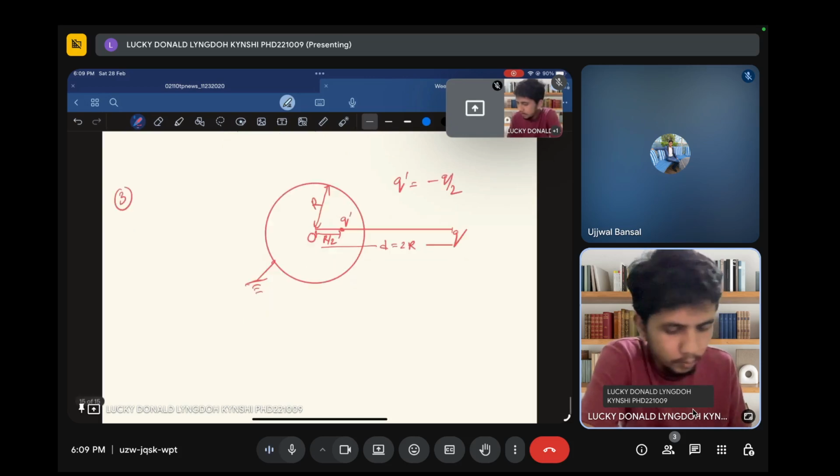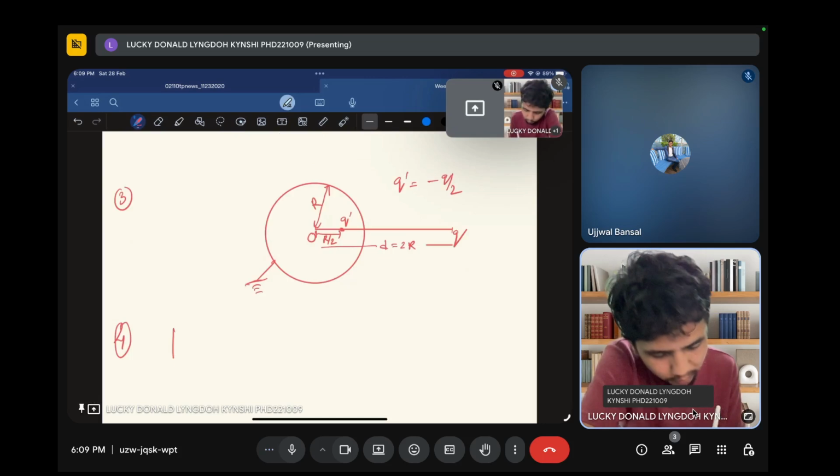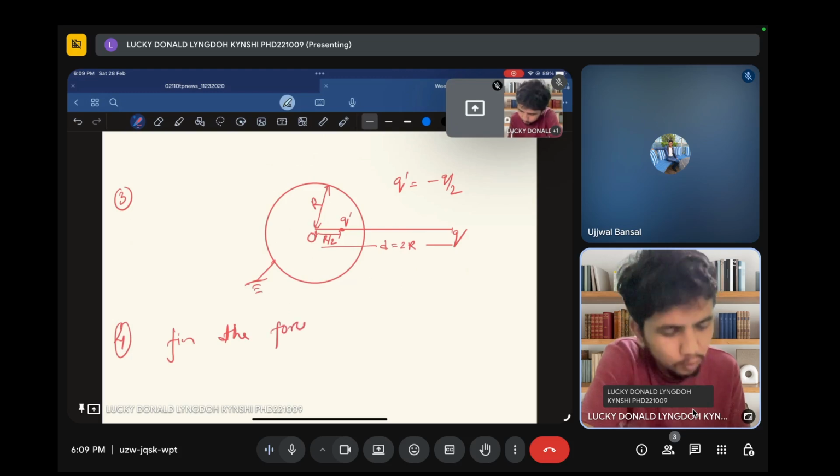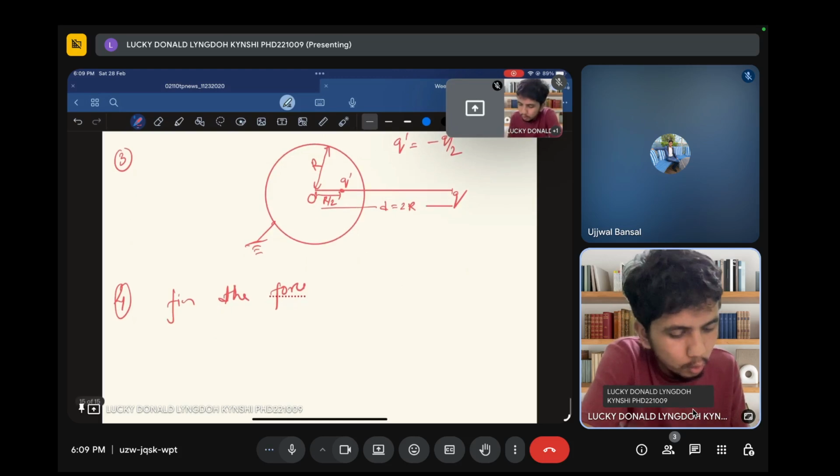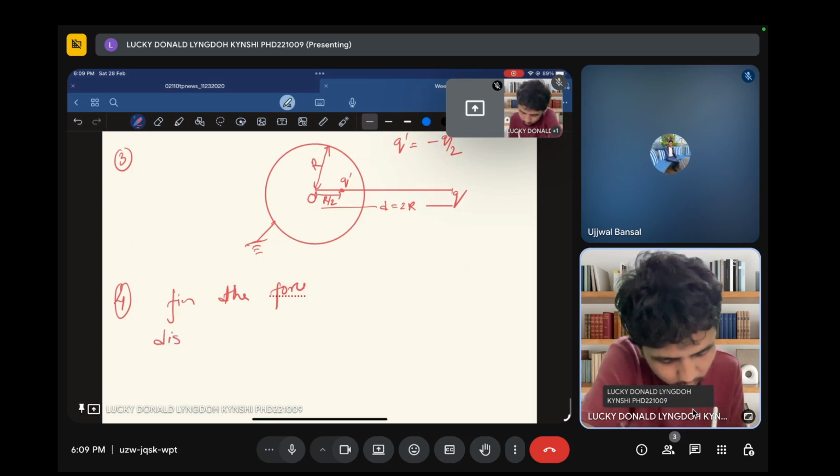Now the fourth question is: find the force between your q prime and q. So that is the question. Now q, from the origin, is at 2r, and q prime is at r by 2. So what is the distance between q prime and q? Because you need the distance.